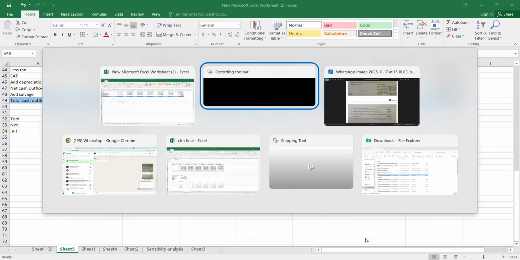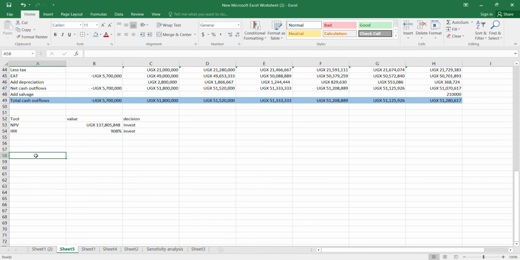Now let's continue with another part of the question. It's saying using scenario manager and data tables, determine the NPV if the IRR changed from 20%, 25%, 30%. They're telling us if the IRR changed from 20%, 25%, and 30%, they want us to find the new NPV.